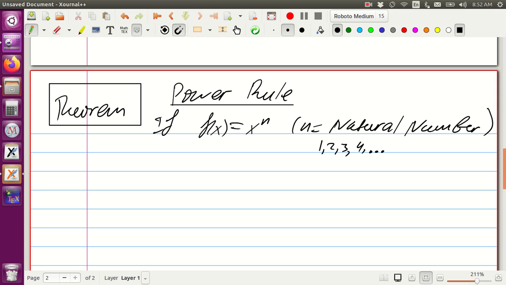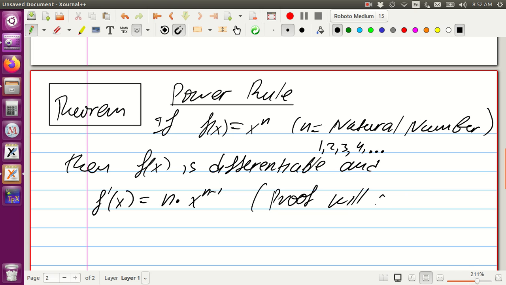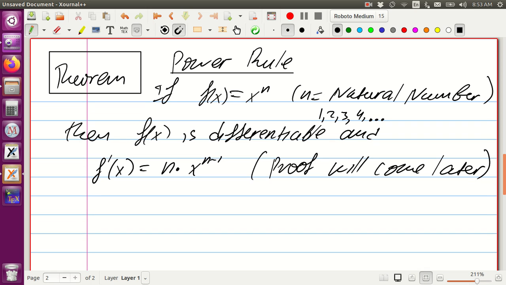Then what we can say is the following: f of x is differentiable, and f prime of x is equal to n times x to the n minus 1. Maybe later we will prove it. The proof will come later, when we learn a little bit more.